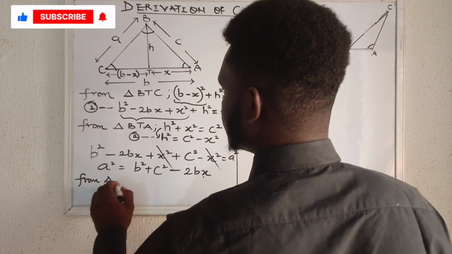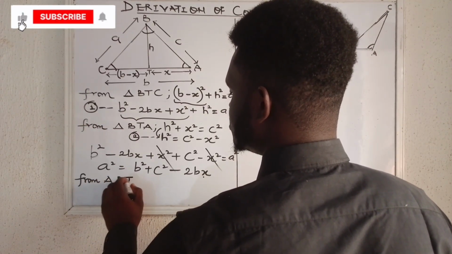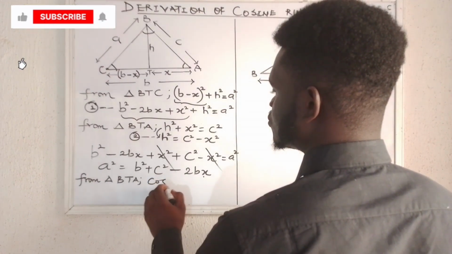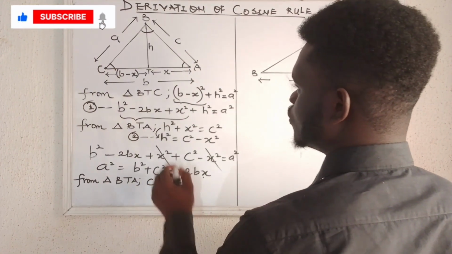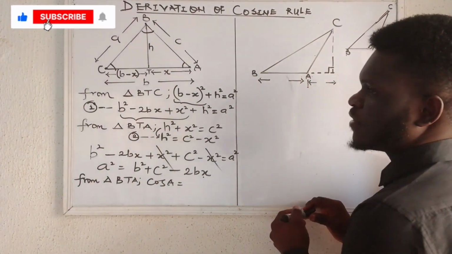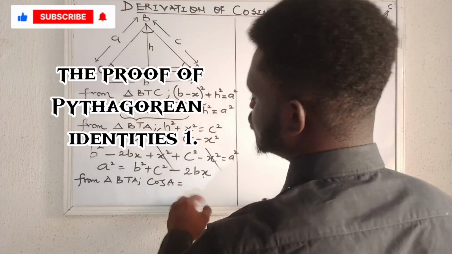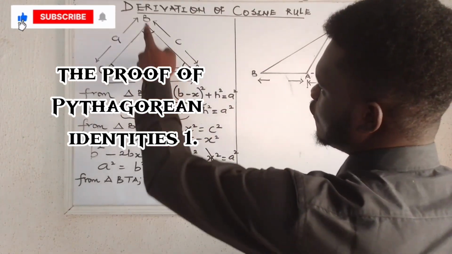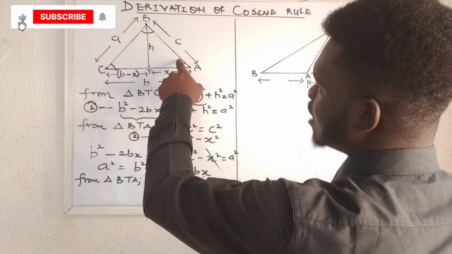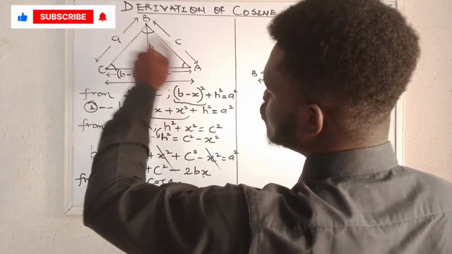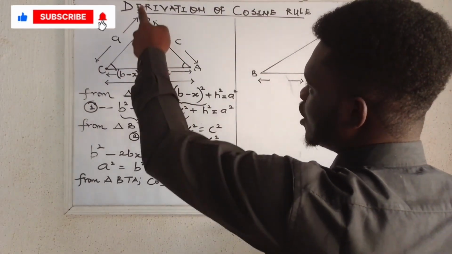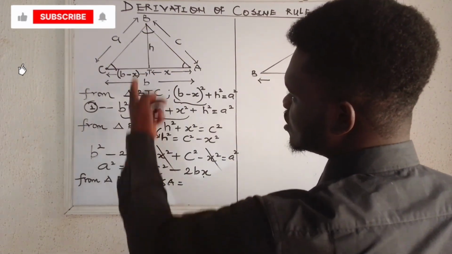From triangle BTA, the cos of A would be equal to adjacent over hypotenuse. If you don't understand that, go and check my video. I explained the principle of SOHCAHTOA there, and I also talked about how to note the hypotenuse, the adjacent, and the opposite in every right angle triangle. So this is a right angle triangle. Triangle BTA is a right angle triangle.